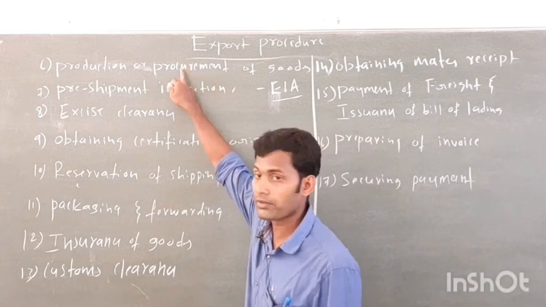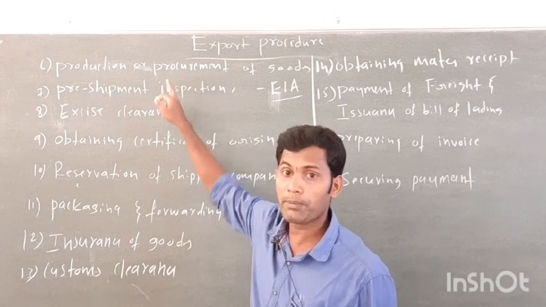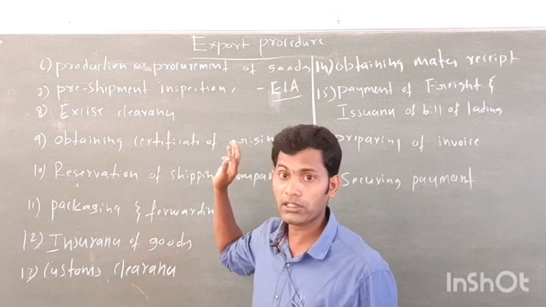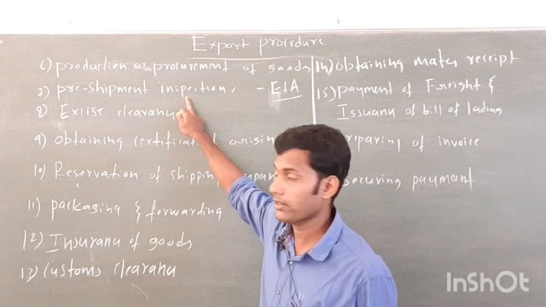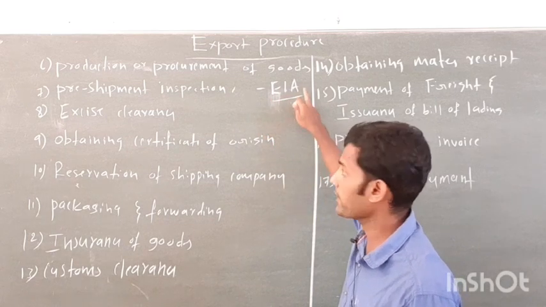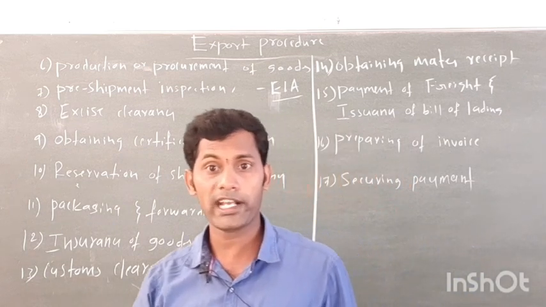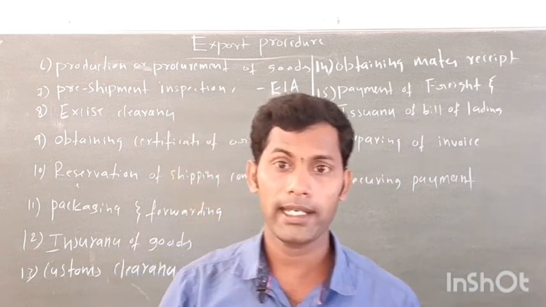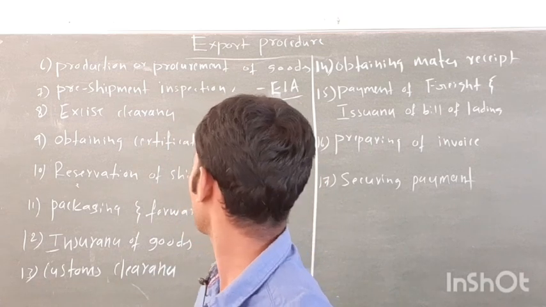In the sixth one, the exporter has to go for producing the product. So after production, then product should be inspected by the export inspection agency. So all the goods, whatever the goods that are going to be exported, they should be inspected before exporting. That is the seventh one.